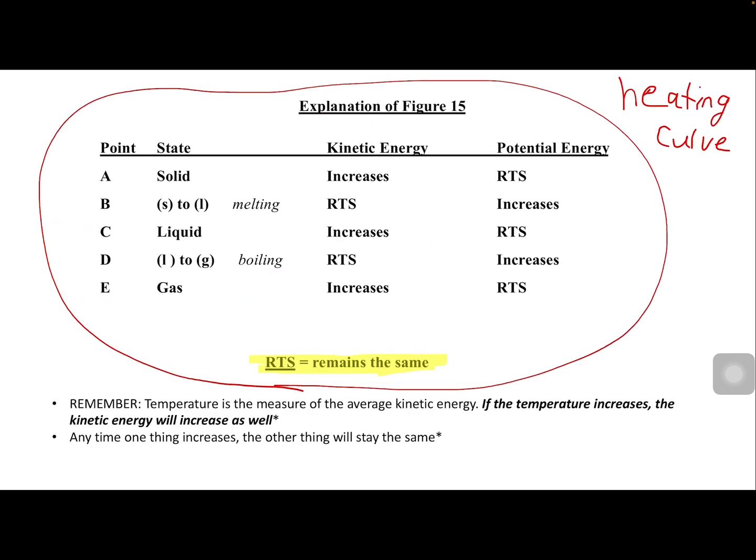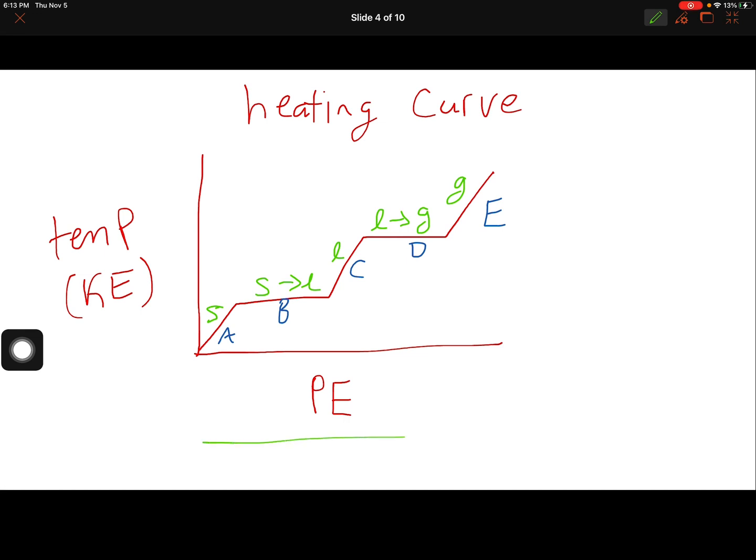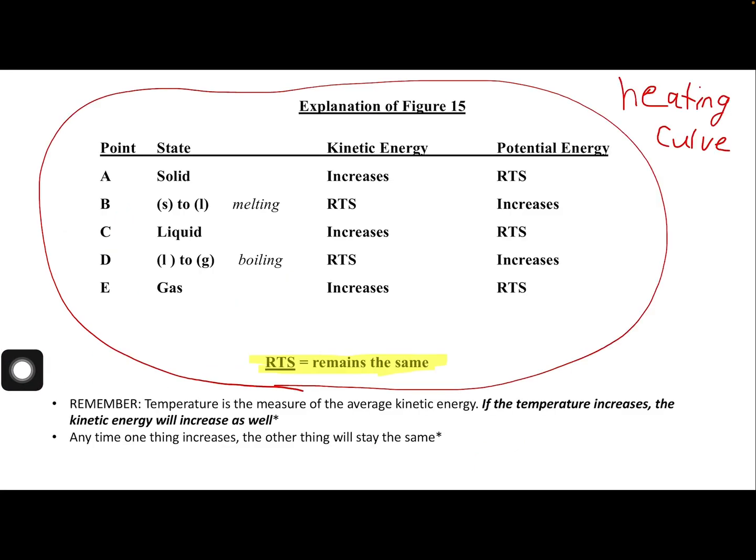So you've got to know the names of your phase changes. Solid to liquid is melting. Liquid to gas is boiling or evaporating. And also you've got to know what's happening with the kinetic and potential energy. So if I go back, we see that in location A, our temperature is increasing. Because remember, when we're reading this, we're reading it like a book. So we're reading it this way. When we're going up, what is happening to our kinetic energy? It's also increasing. When one thing changes, the other remains the same, so your potential energy remains the same.